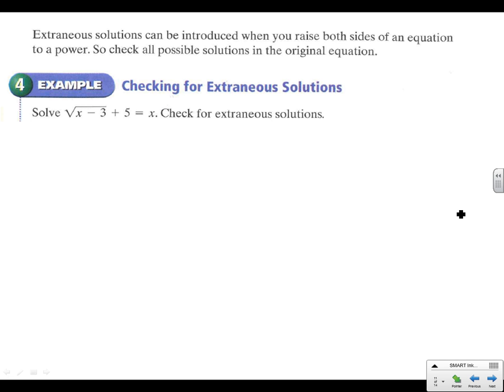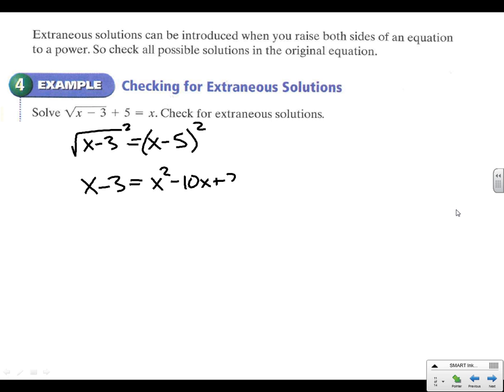And so what we need to do here, let's minus the 5. x minus 3 equals x minus 5, so that the square root is by itself. Let's square to get rid of it. But then we need to square the other side, so that's going to involve FOILing. So now we're going to have x minus 3 equals, if we FOILed this, x squared minus 10x plus 25.